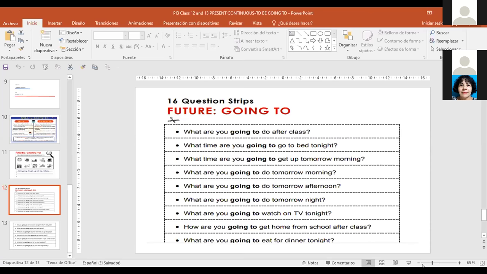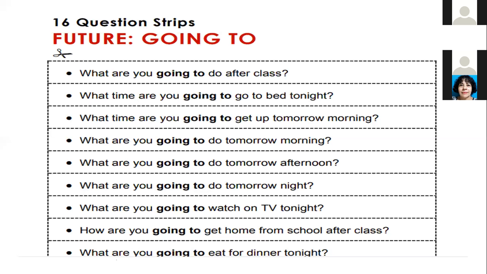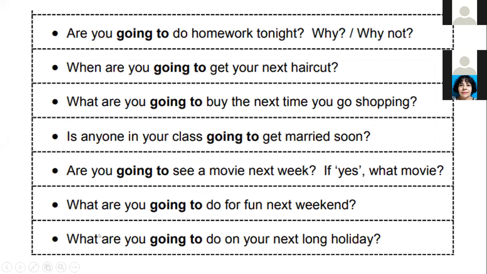Now I'm very glad to see that you were able to use the going to in order to ask questions in daily based conversations. So if you see, we use the WH words what, how, when, right? Even though we can use with are, is, are you going to see a movie next week? Is anyone in your class going to get married soon?